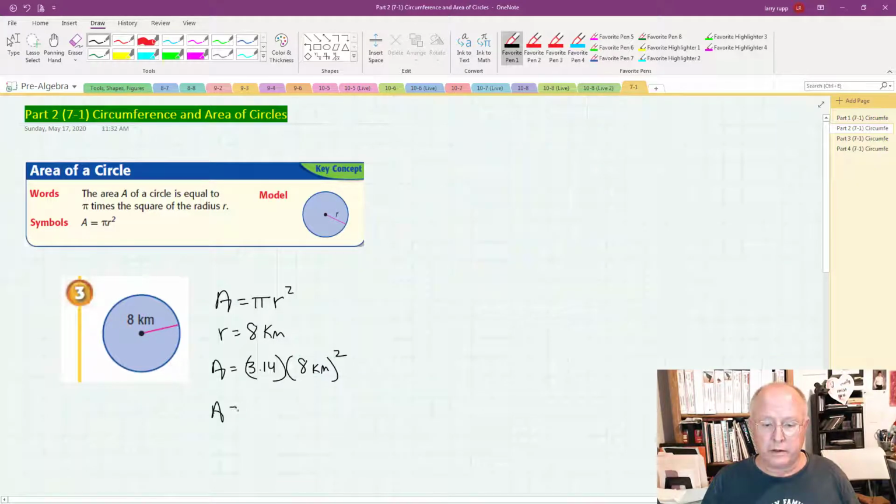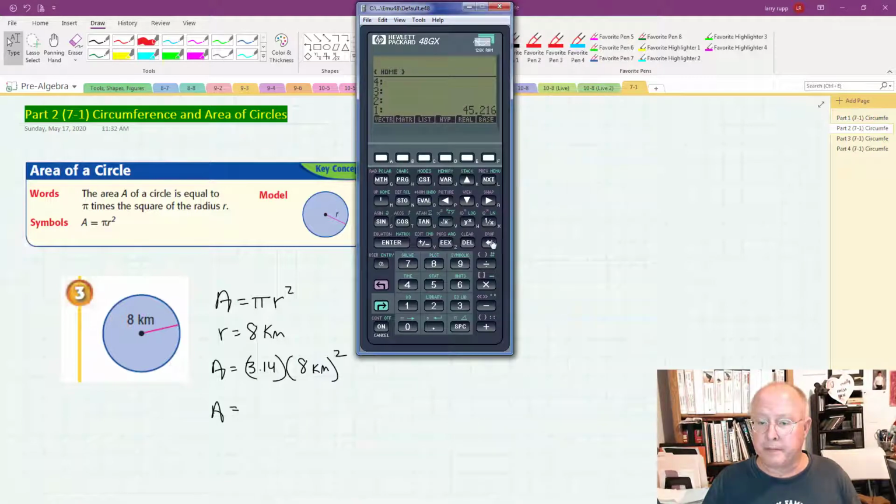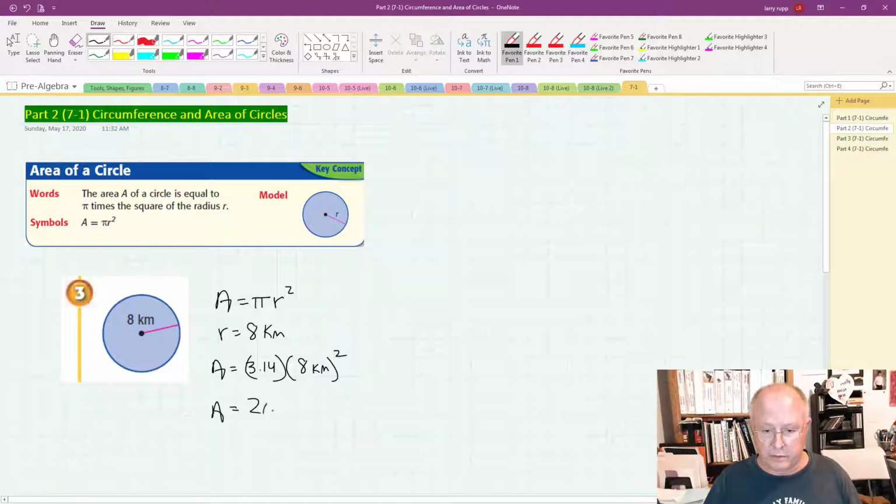All right, so the area is equal to, so let's fire up our handy dandy calculator again. And what we're going to do is 3.14, and then we're going to enter in 8. So 8 squared is 64. And 64 times 3.14 gives us 200.96. So we have 200.96. Kilometers were also in that. So kilometers comes out kilometers squared.